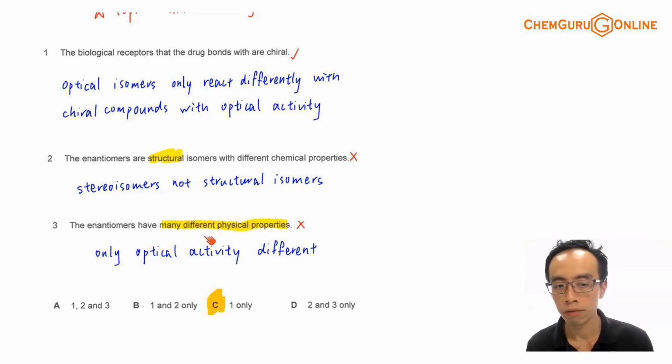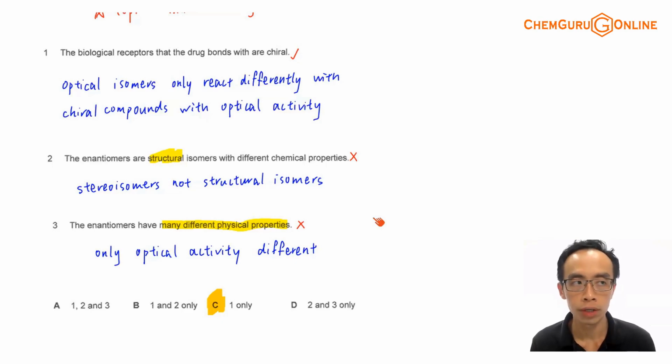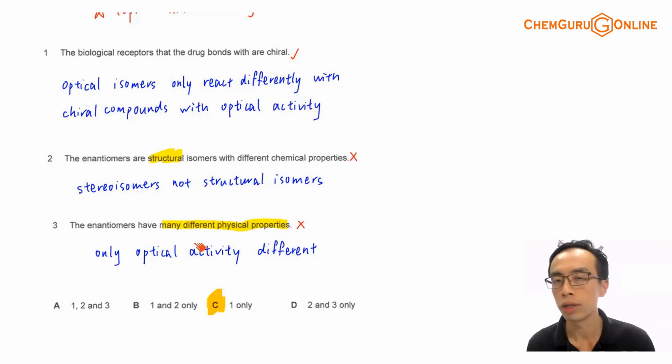Number 3, enantiomers have many different physical properties, which again is not true. Optical isomers or enantiomers have virtually identical physical properties. There's only one physical property that is different, which is its optical activity. Optical activity is the ability for your chiral species to rotate plane polarized light. So involving my optical isomers, we know that we have the plus isomer and the minus isomer. The plus isomer can rotate light clockwise, minus isomer can rotate light counterclockwise. It means that there's only one physical property that is different, which is the optical activity for your enantiomers. Otherwise, the rest of the physical properties are essentially the same, including melting point, boiling point, density, and so on. All right.